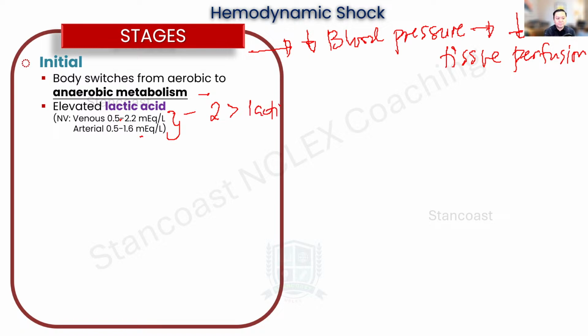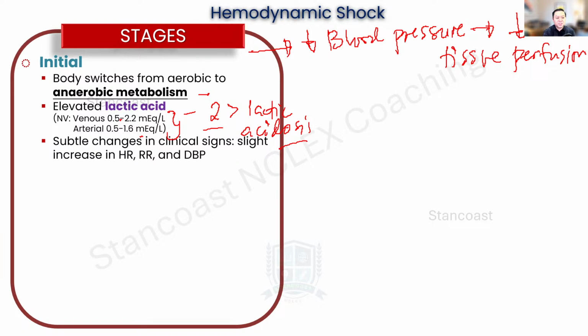All right, I'm just giving you the different references here from my resources, but mostly the NCLEX will rely on the level that is greater than 2. That is already considered as lactic acidosis. All right, greater than 2. Don't forget that. Now, what are the manifestations in the patient?